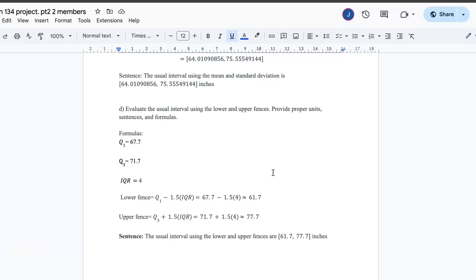Now, the upper fence is Q3 plus 1.5 times IQR, which gives us 71.7 plus 1.5 times 4. And this result gives us 77.7. Now, the usual interval using the lower and upper fences is 61.7 and 77.7 inches.